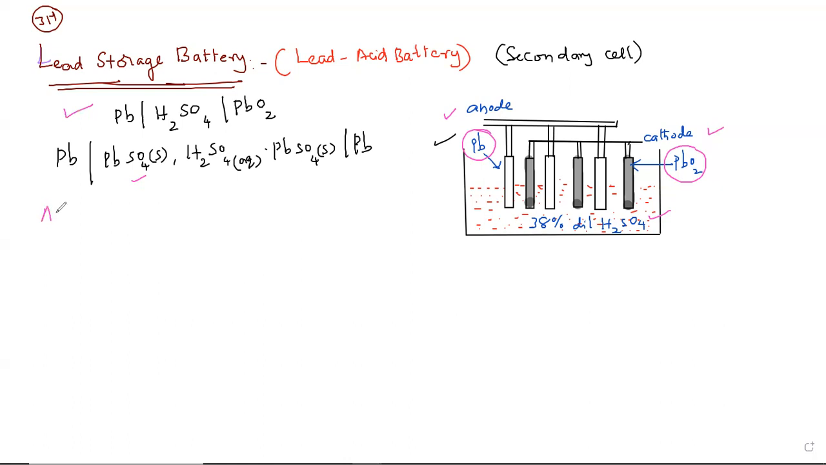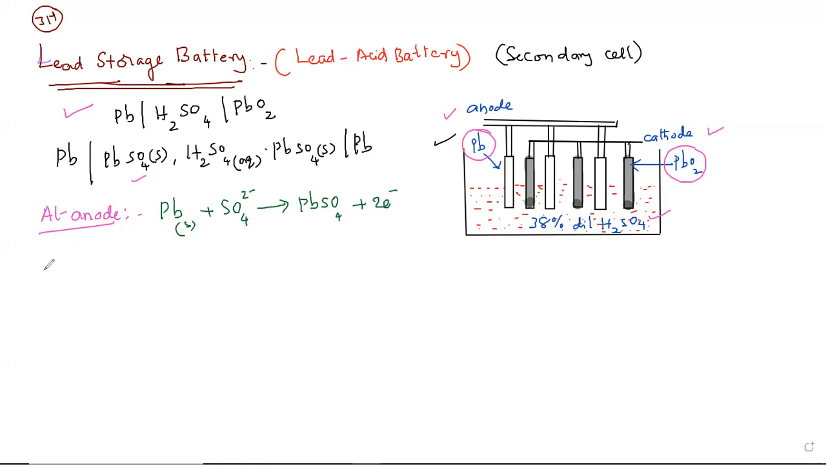As you all know, at the anode an oxidation reaction generally takes place. That oxidation reaction is nothing but solid lead coming in contact with sulfate ions from H2SO4 and forming PbSO4 with the liberation of electrons. This is what we call the anode reaction.